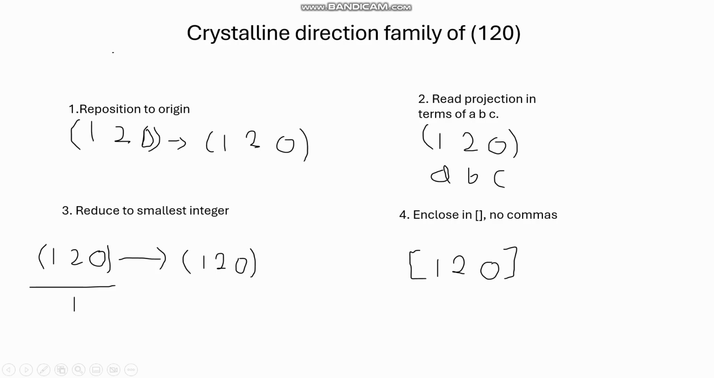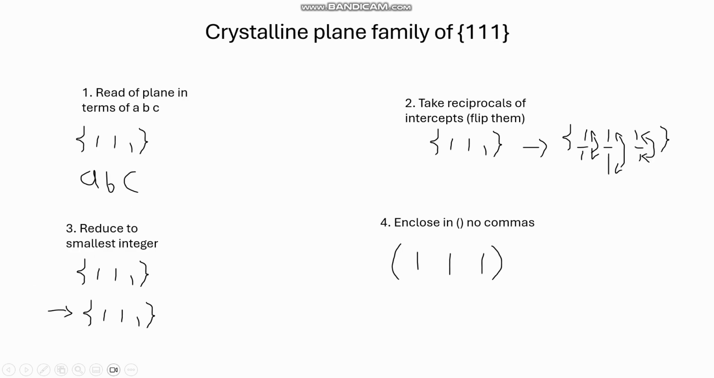The 4 steps we got here. You got the direction 120. You first position it to the origin, so it's going to be 120. Next, you're going to read it in a, b, c: 1 is a, 2 is b, 0 is c. Next, you're going to reduce it to the smallest integer, which is 1, so it's 1, 2, 0. And then you just remove the parentheses and add the brackets, with no commas whatsoever. And that's the direction.